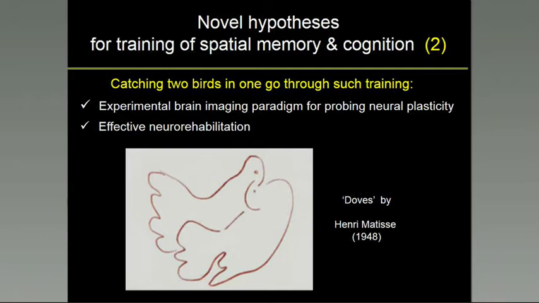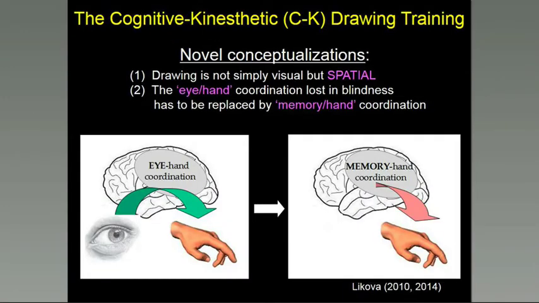The development of such a method required some new conceptualizations and some new hypotheses. One main idea here was that developing such a method would allow us to catch two birds in one go, because we could use such a training method both as a brain imaging paradigm for probing neural plasticity, and also as an effective neurorehabilitation. Further conceptualizations to make this method possible are listed here.